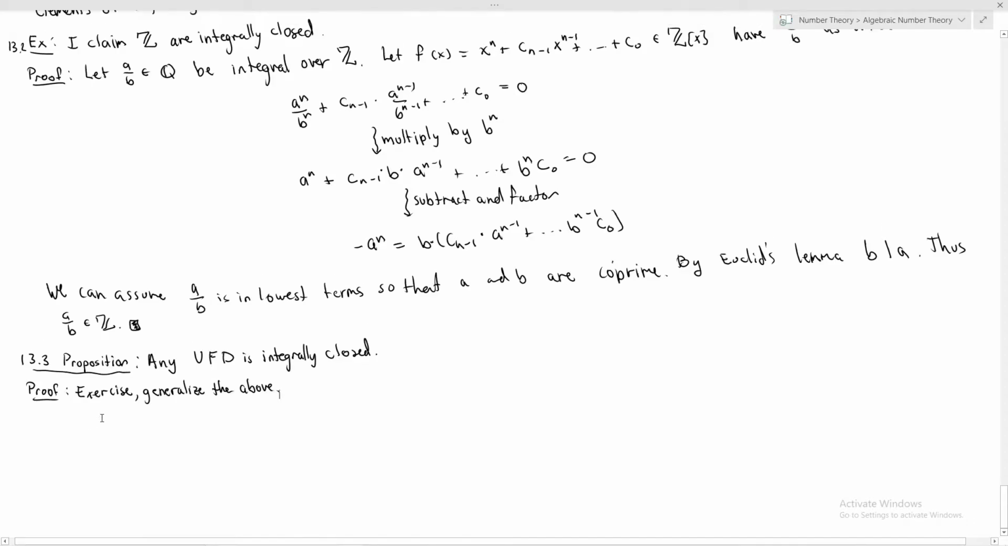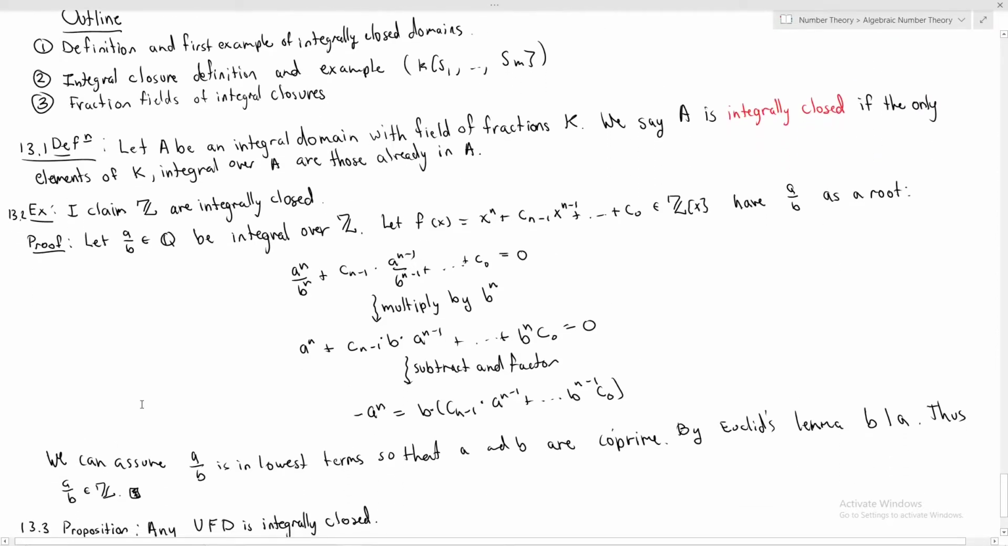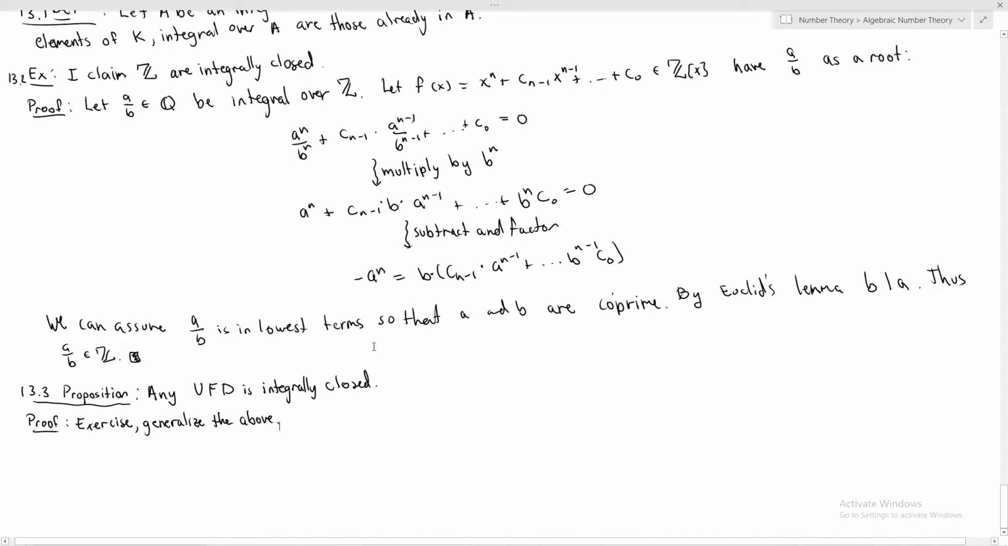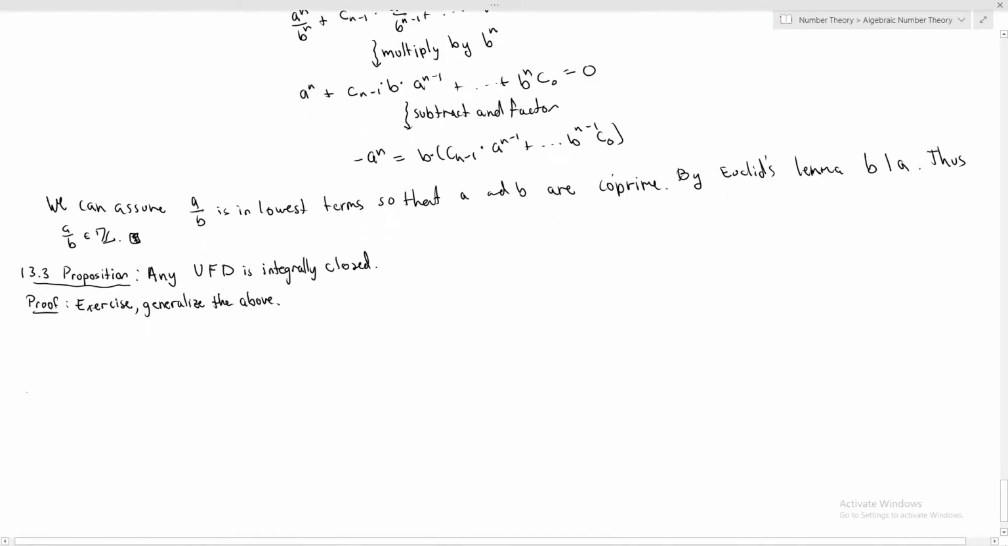Okay, so this is the condition of being integrally closed. Not all integral domains are integrally closed. This is where this concept of integral closure comes in. Maybe there are some elements of your field of fractions which are integral but not actually contained in your domain. It's useful to have a name for those.